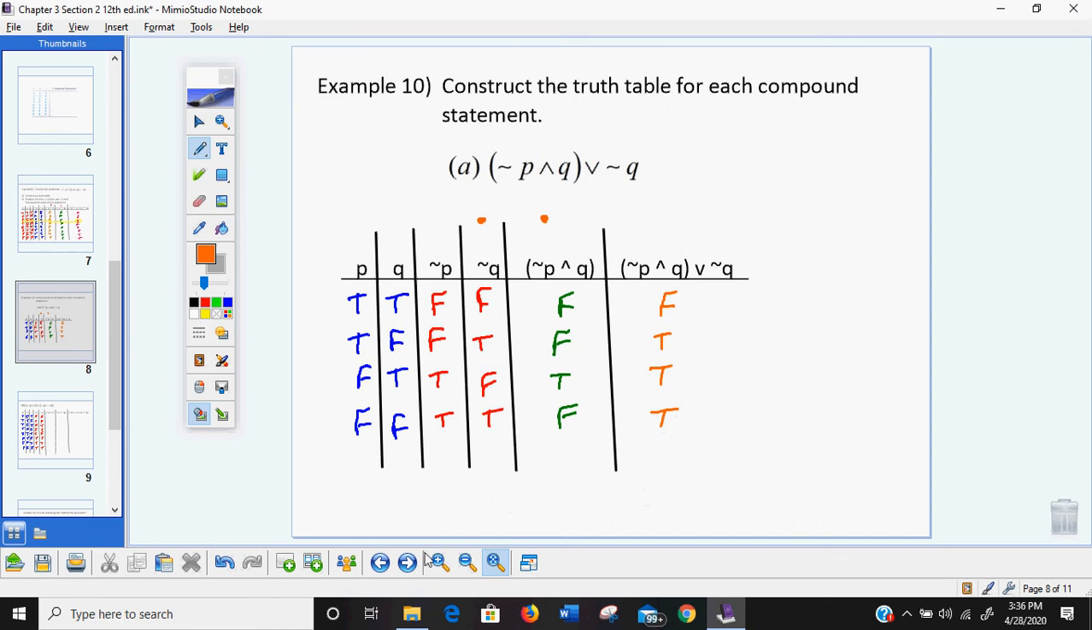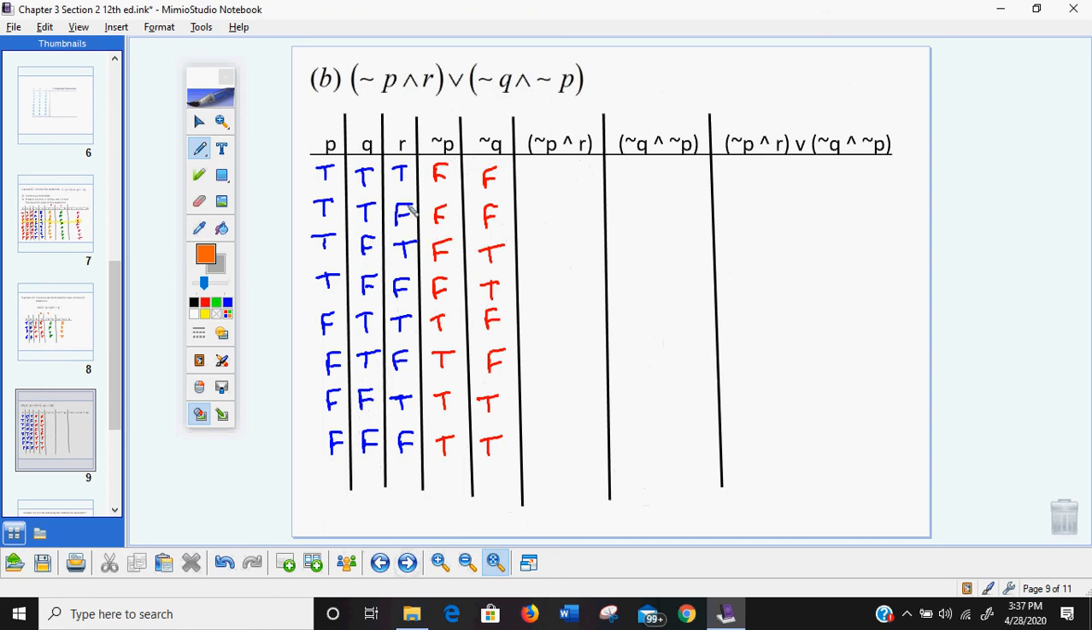Let's look at another one. The next one has R's. So I went ahead and filled in P, Q, and R. I need a not P and a not Q. I did not need a not R, so I didn't do that one. Each set of parentheses needs its own column. That's why these two have their own column, and then we're going to put them together.